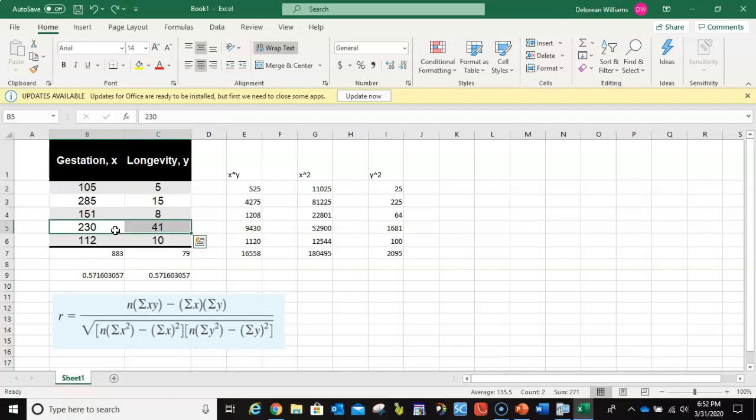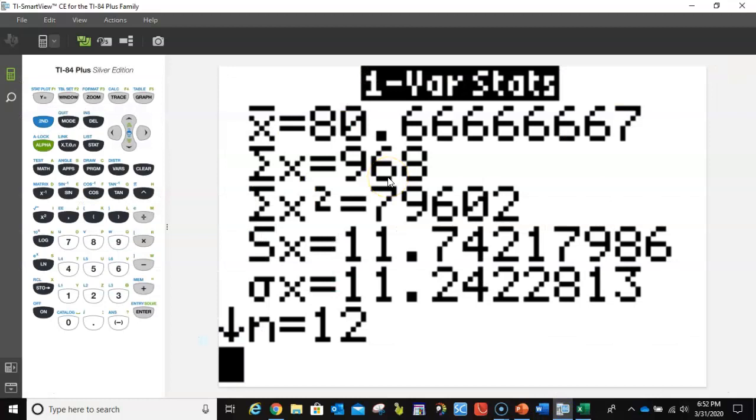But we want to keep that there. So alternative, let's say you're like, oh, I'm not really liking Excel. I'm also not liking it by the hand way. That's okay. Now I will show you this. In order to use the calculator to find the correlation value, you will have to turn the feature on. There's two ways you can turn the feature on.